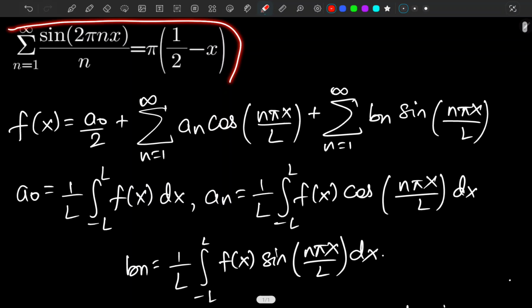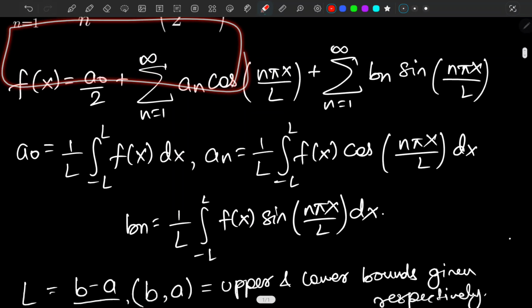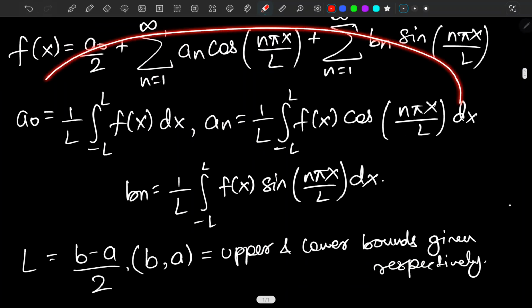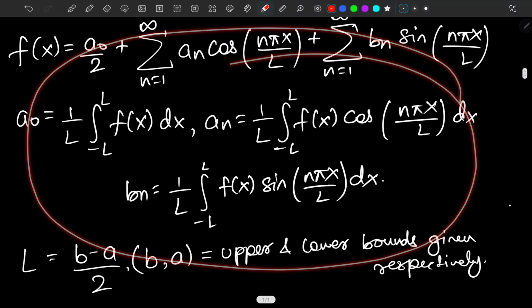We're gonna talk about this infinite sum, guys. But before that, let's talk about the tool that we're going to use to prove this one down. So basically, this is the Fourier series, and this is the summary of Fourier series, I would say.